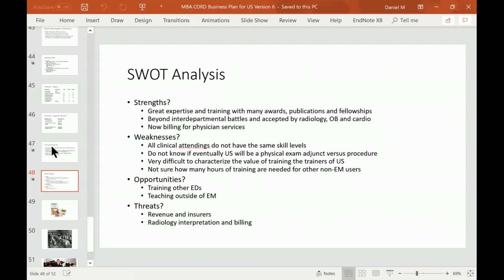I think some attendings are quite variable in terms of skills. So right now we've required all attendings to attend a training session each year. Hopefully they'll attend more, but those are all options each month for them.